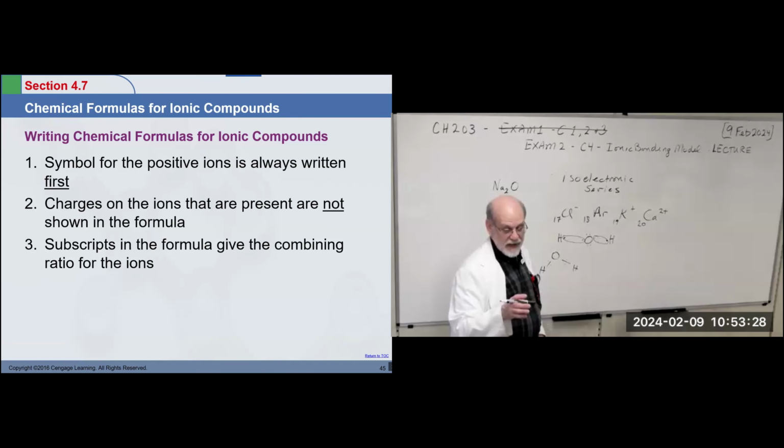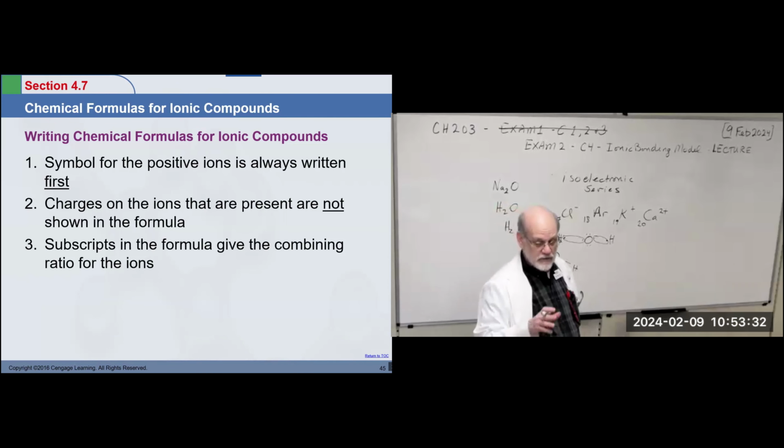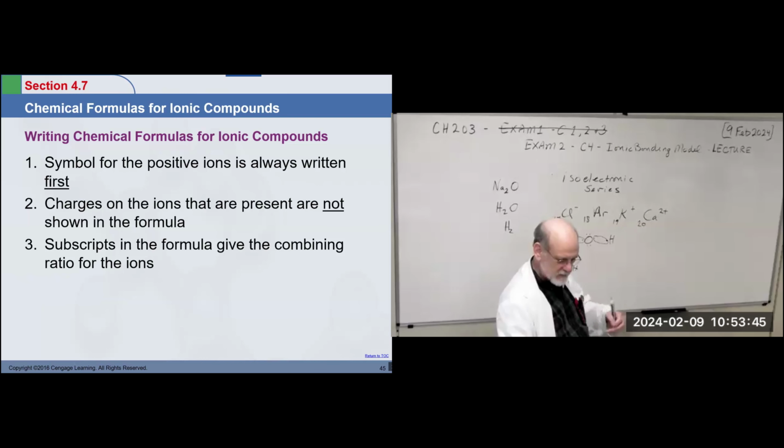I mentioned this earlier. Ionic compounds are always written as neutral. So we just balance the charges. Positive ions first, negative ions second. And then the subscripts tell you how many of each.